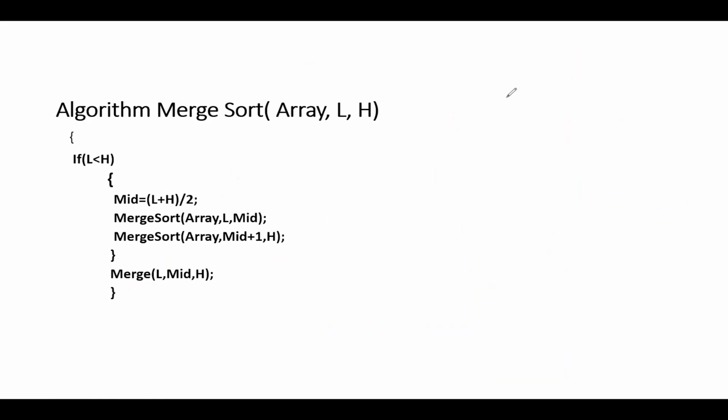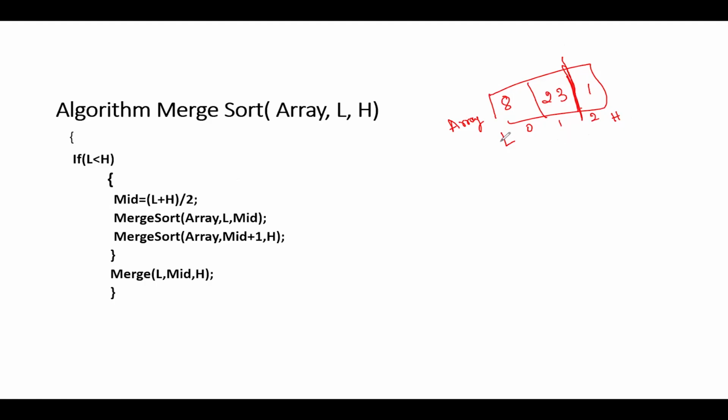Let me take one simple example: 8, 23 and 1. Suppose this is the array I want to sort. What I need to do is first find the midpoint, as I have seen. Initially, I will take something where array stands for the name of the array, and L stands for the lower bound. If it is 0, 1, 2, L will be the lower bound and H will be the higher bound. All right. Now when I want to perform a merge sort, first I am going to divide this until I have a single element, and then I'm going to merge it.